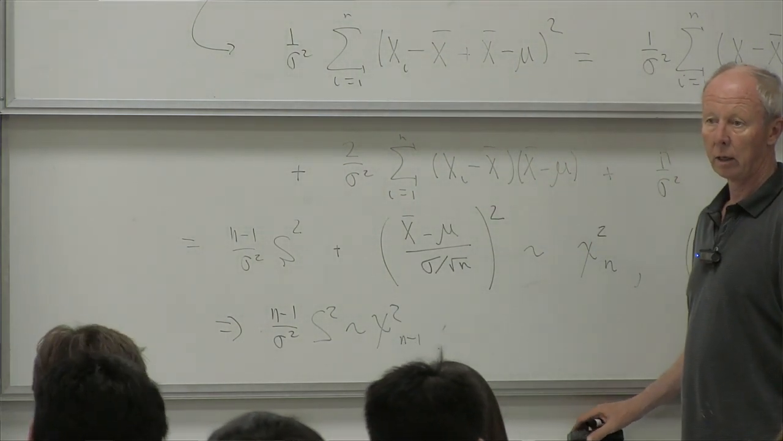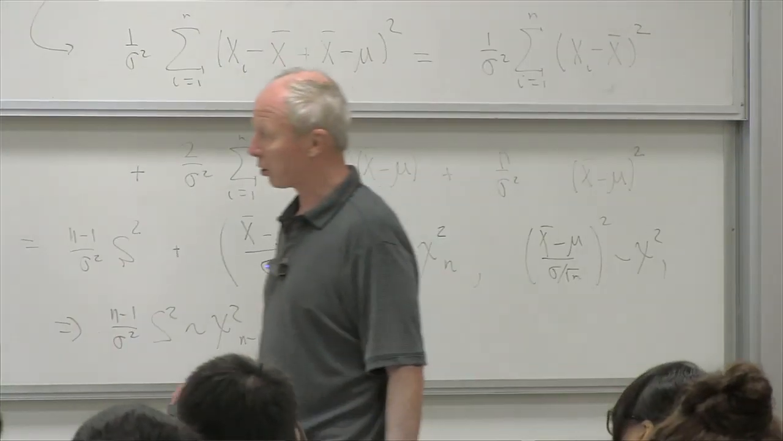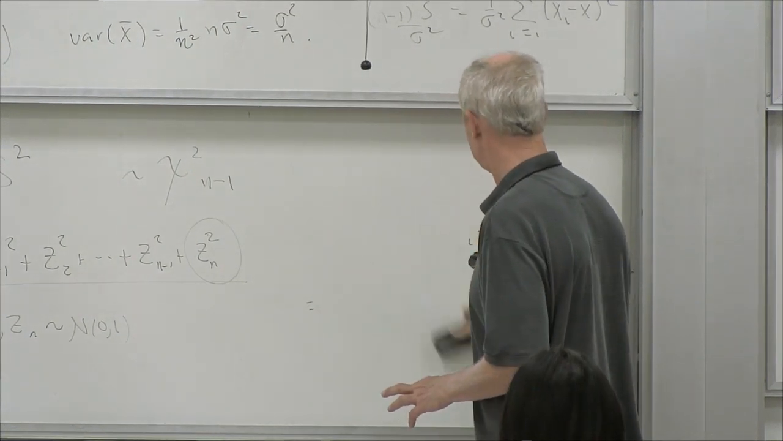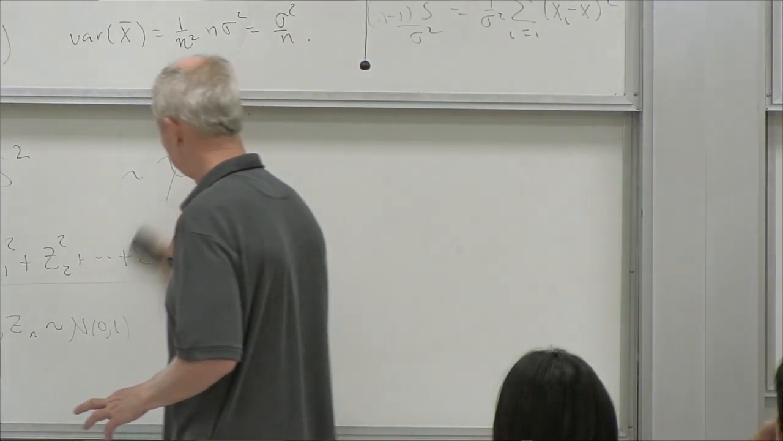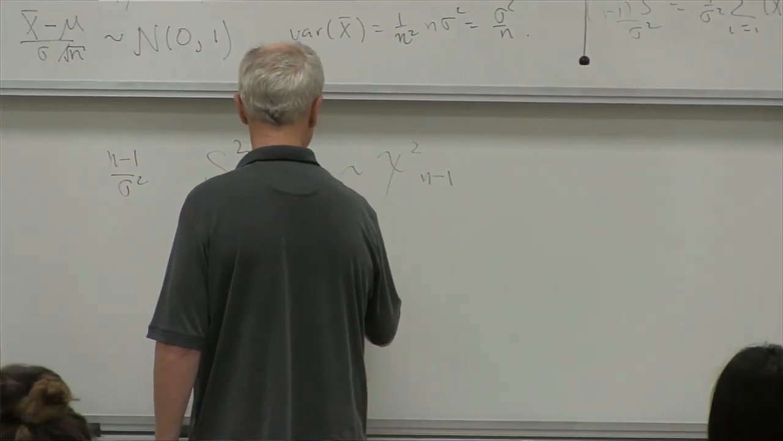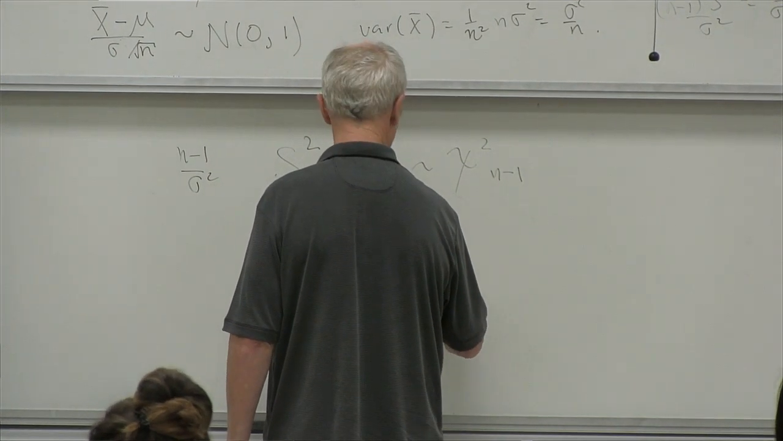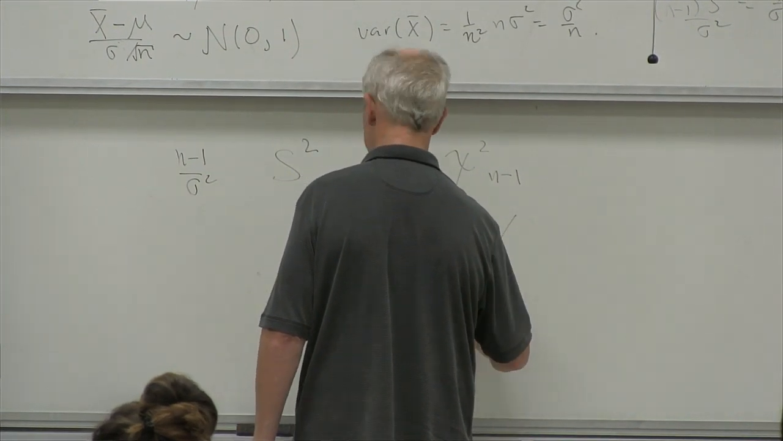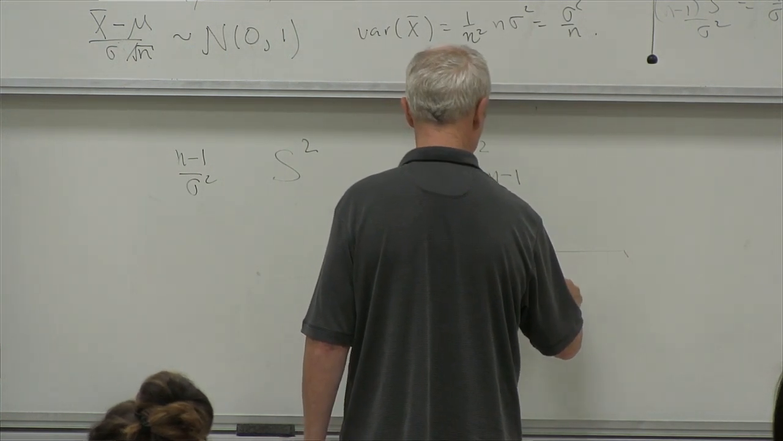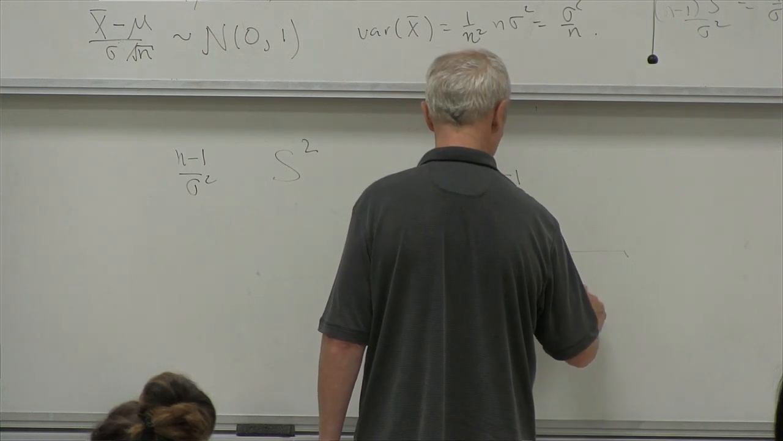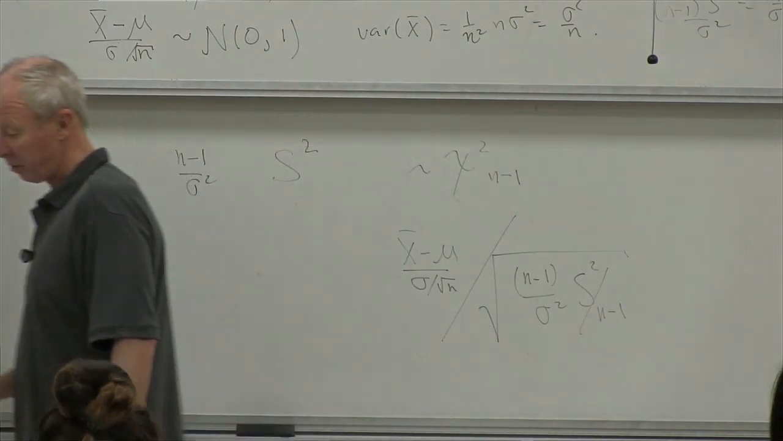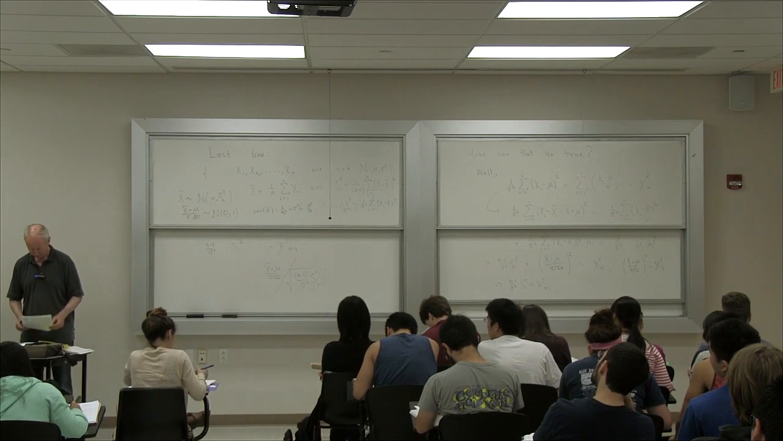Okay. And now, before the break, I want to just mention that x bar minus mu over sigma root n, divided by the square root of n minus 1 over sigma squared times s squared, divided by n minus 1, I believe. Or is that right? I think I got that right.